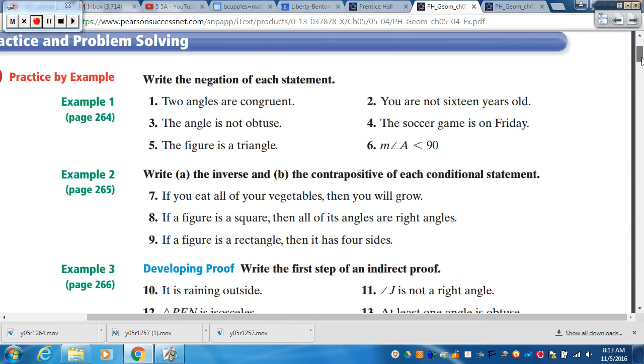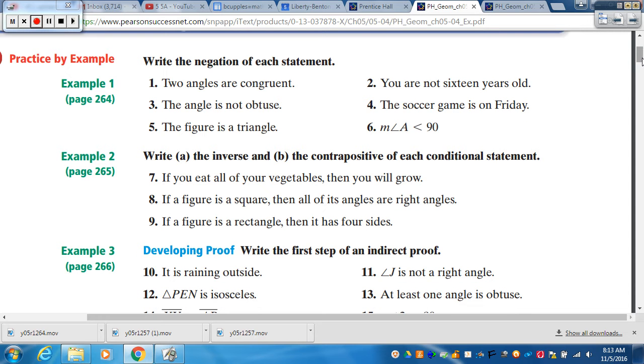We're going to do the negation of each of these statements here for numbers 1 through 8. And number 8, we had some specific instructions I wanted you to do with that one. So number 1, write the negation. What would the complete opposite of two angles are congruent be? It would be two angles are not congruent. Number 2, you are not 16 years old. You could write down you are not 16 years old, but I think your English teachers would be a little upset with you. So we're going to say you are 16 years old because of the double negative there.